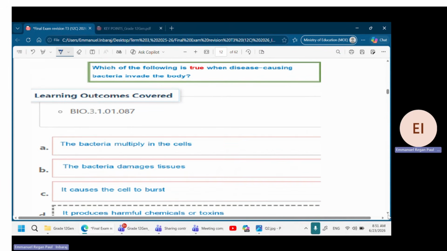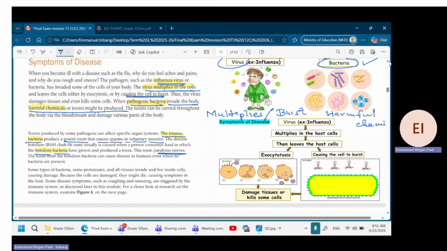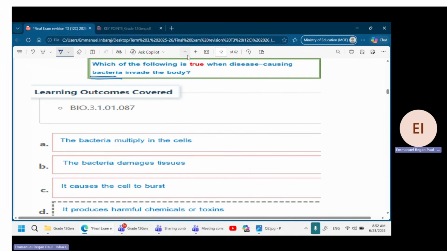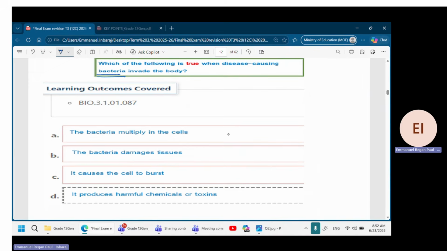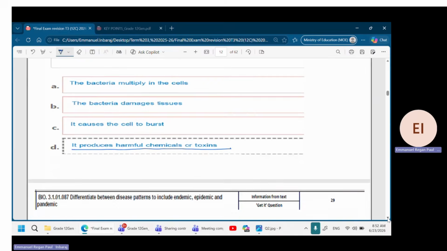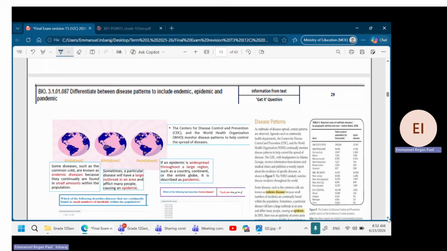Which is true when disease causing bacteria invades the body? See here, bacteria. I told you, what does bacteria do? When bacteria invades the body, the bacteria produces harmful chemicals. If virus enters, it multiplies and bursts. Okay. Now come back here. Which of the following is true when a disease causing bacteria invades the body? It produces harmful chemicals or toxins. It's easy. You need to understand it. That's all. No need to memorize anything.